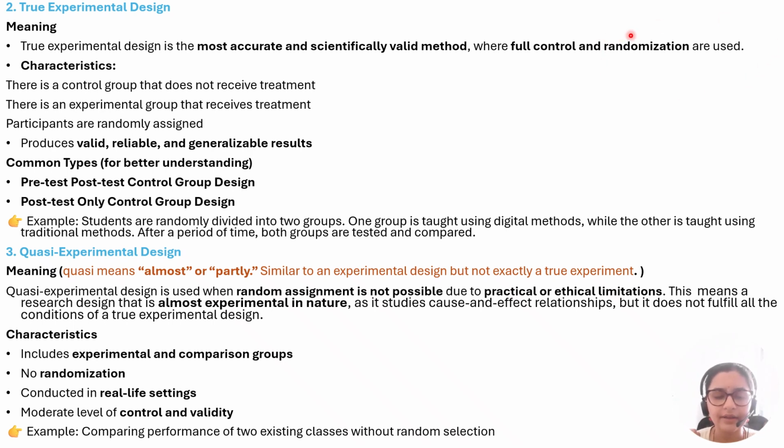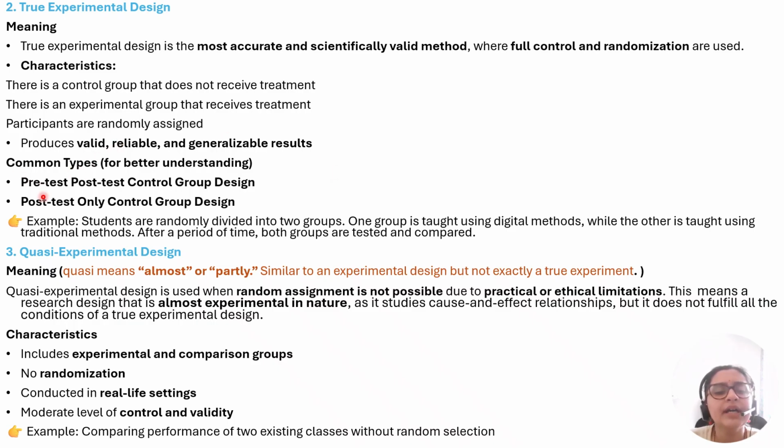Whenever the participants are assigned randomly to groups, then it will provide reliable results without any bias and it ensures fairness. Please remember this point. And there is randomization in true experimental design. What are the characteristics? There is a control group that does not receive the treatment and there is an experimental group that receives the treatment. One group is kept constant and one group is kept changing. Participants are randomly assigned. Very, very important point. It produces valid, reliable and generalizable results. That means these results can be used in a variety of situations.